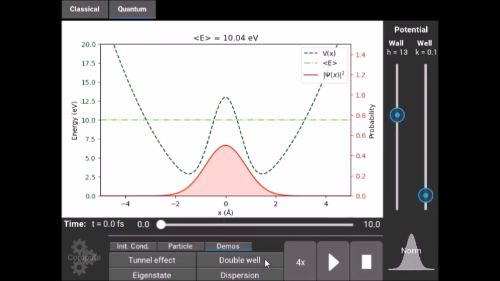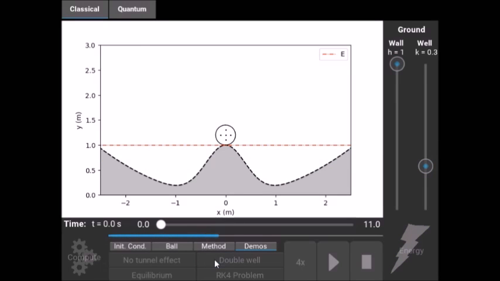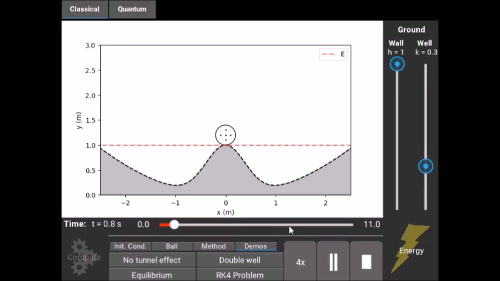The double well demo splits the Gaussian in two smaller portions, as if it split the particle in two. Nevertheless, remember that we are dealing with probabilities, thus we have a 50% chance of finding it on each side. Whereas in the classical case, the ball eventually falls to just one side of the wall.